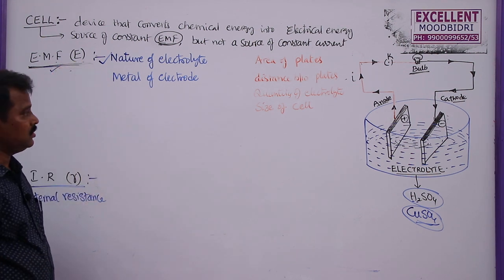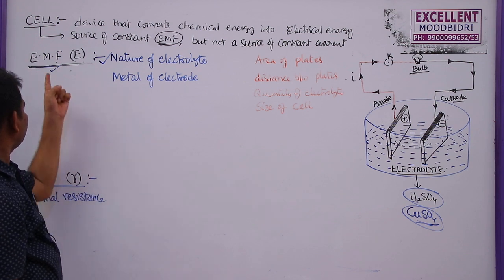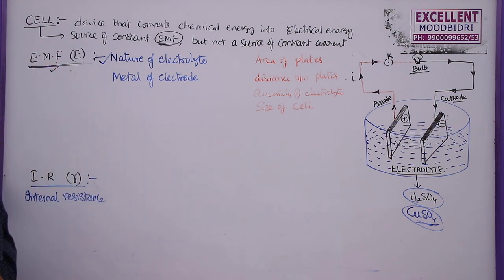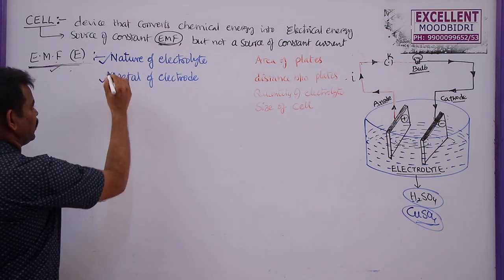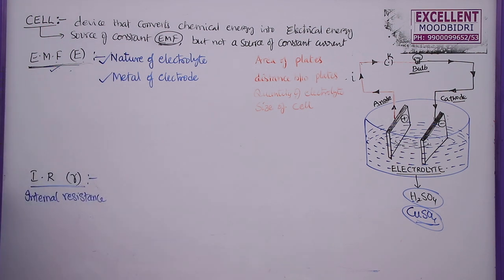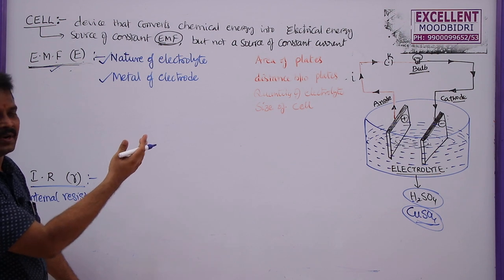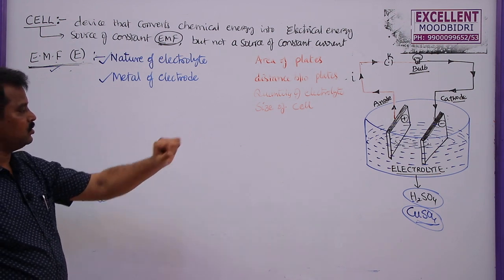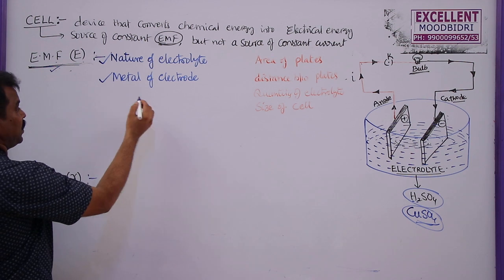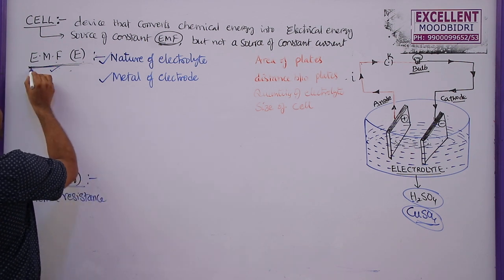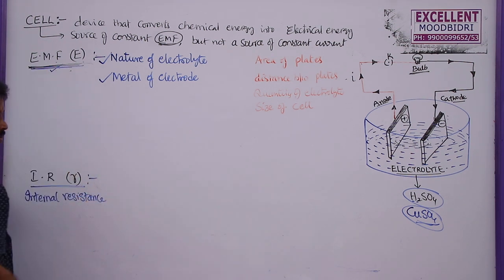And the second factor that changes this electromotive force is the metal that we are using for the electrodes. We can use copper, zinc, aluminum. So we have different metals, but generally we use copper and zinc. Why? Because copper and zinc may produce the maximum electromotive force for a cell.